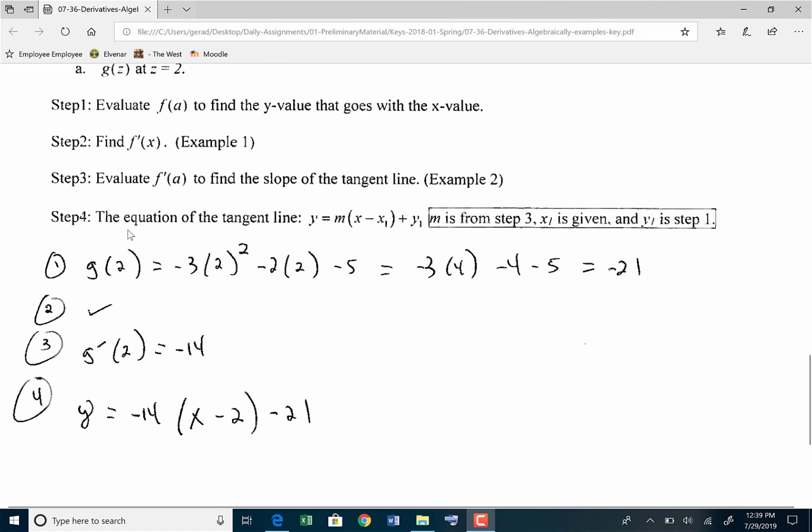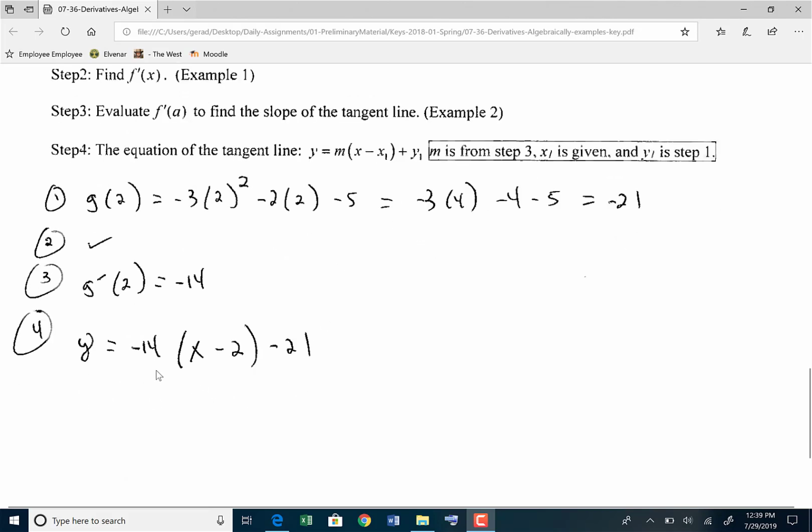And the last part, the equation of the actual tangent line, there's the generic form. The m is the slope you calculated. The x1 is the value you're given. The y1 is the y value you calculated. And I just dropped those 3 things in there. You can distribute and combine like terms if you want to. I don't require it for this class.